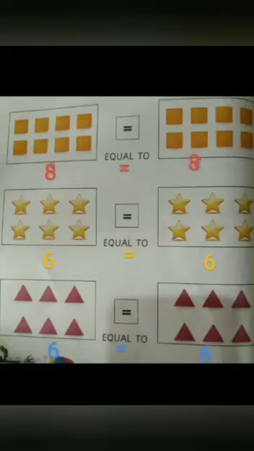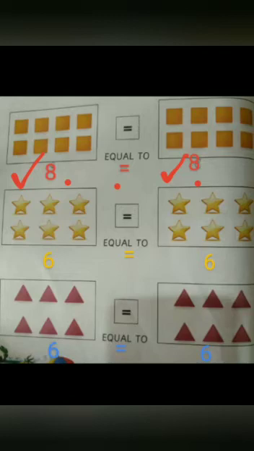Now next example, there are 8 squares on one side and also 8 squares on another side. So on both sides there are equal squares. We can write this as 8 equal to 8, and you can say that 8 is equal to 8.